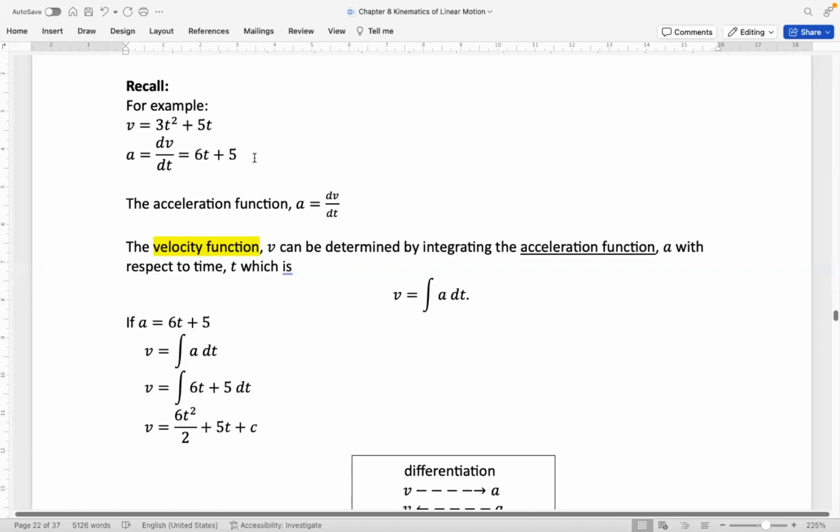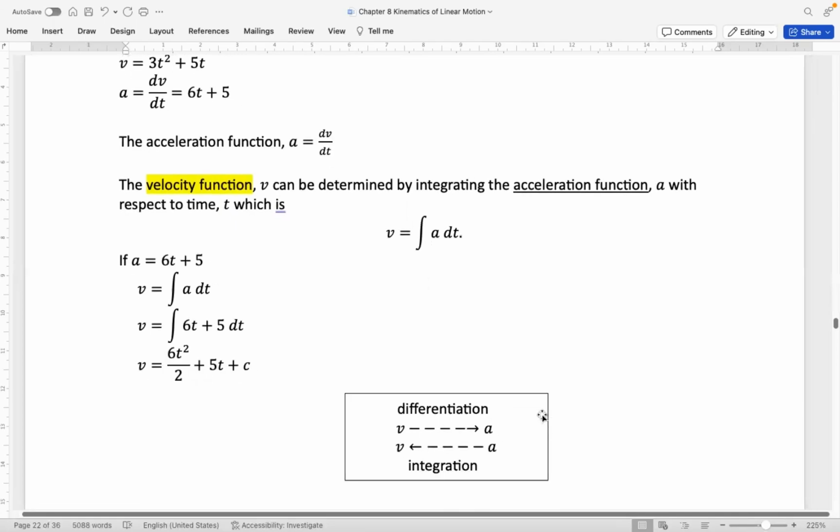Let's say I take the answer just now. From acceleration, if I would like to find back the velocity function, I have to do integration. V equals the integral of A dt. So we have V equals the integral of 6t plus 5. After integration, we have plus c at the back because this is an indefinite integral. Usually, the question will give us some information to find the value of c. After we substitute the value of c inside, then we will have a complete velocity function.